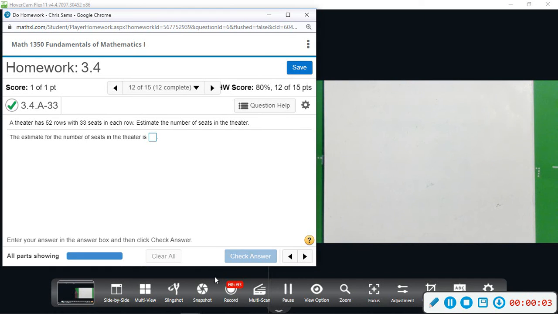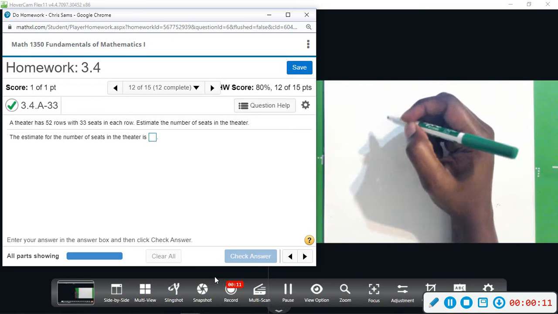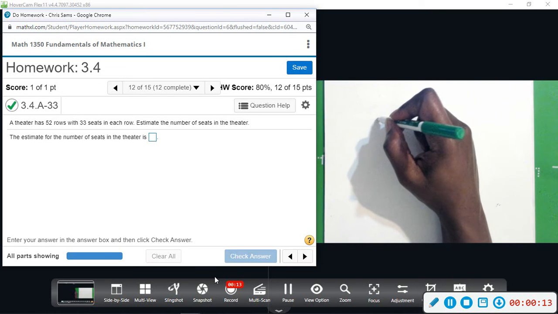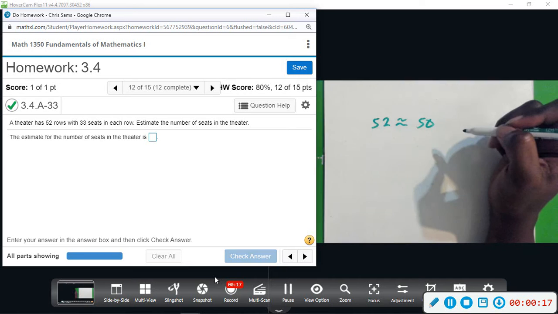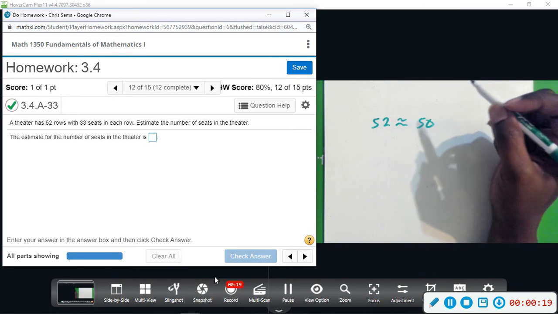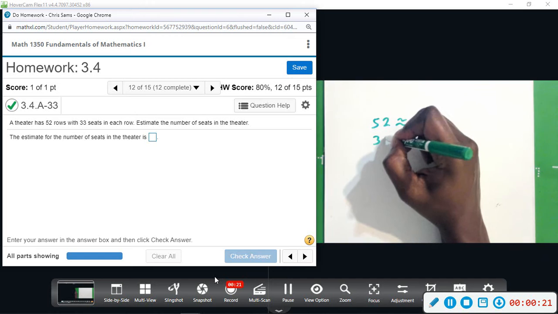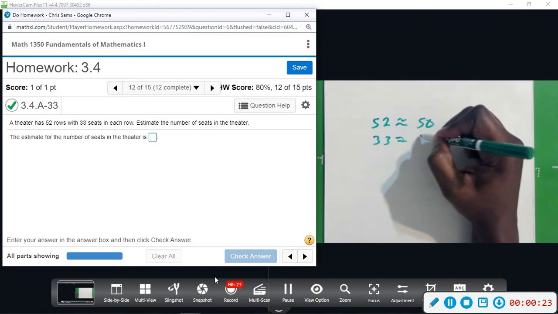Okay, number 12, a theater has 52 rows with 33 seats in each row. We want to estimate the number of seats in the theater. Okay, so we're just going to do some rounding of 52. We're going to round to 50. And 33, we're going to round it down as well to 30.